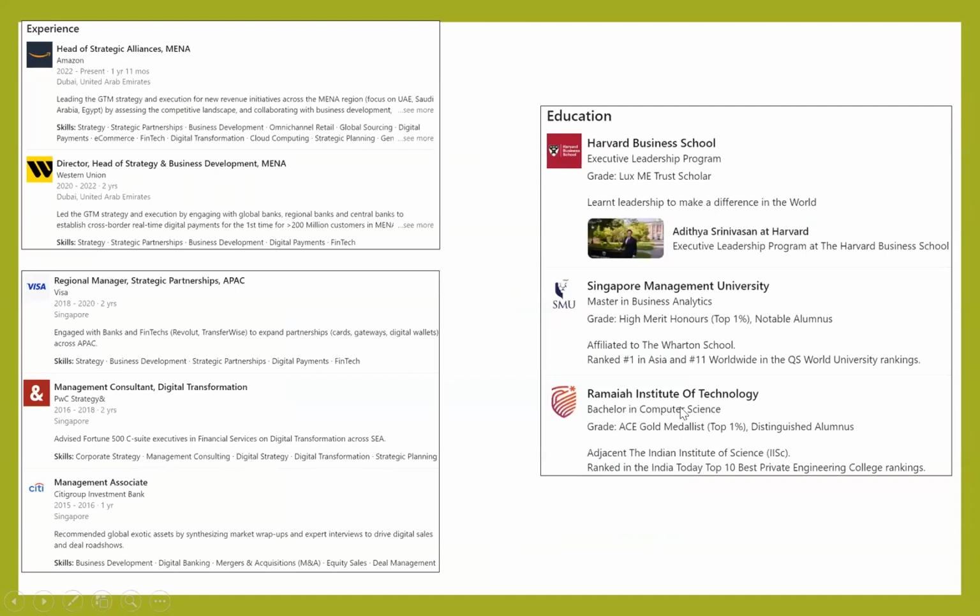So Ramaya Institute of Technology, first of all, he was a BTech person. Went to Singapore Management University for business analytics. I was telling you MIBA. MIBA is this course. After that, this is the education part. He worked with Citigroup, investment banking, then PwC, management consulting, then Visa, he was regional manager, and then after his Harvard, this is what he's doing right now, is heading all of Amazon in the MENA region. MENA is Middle East and North Africa region डायरेक्टर.